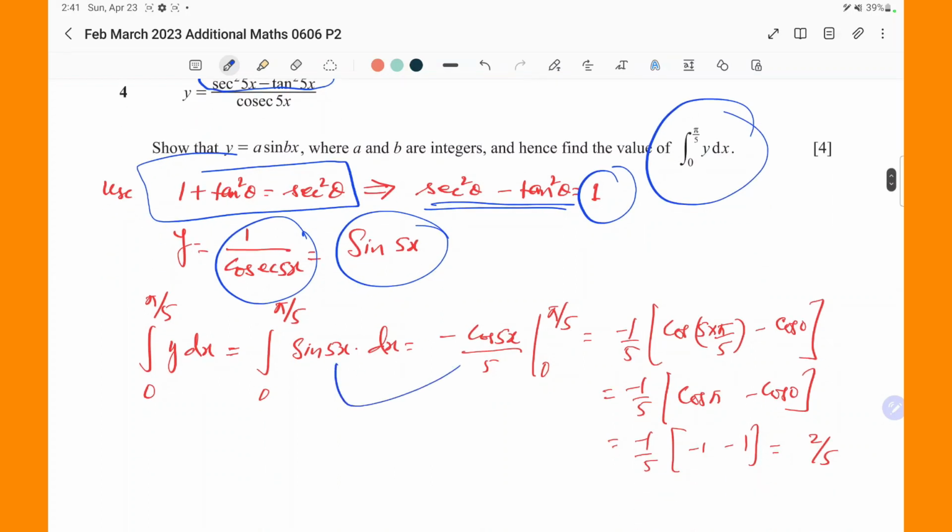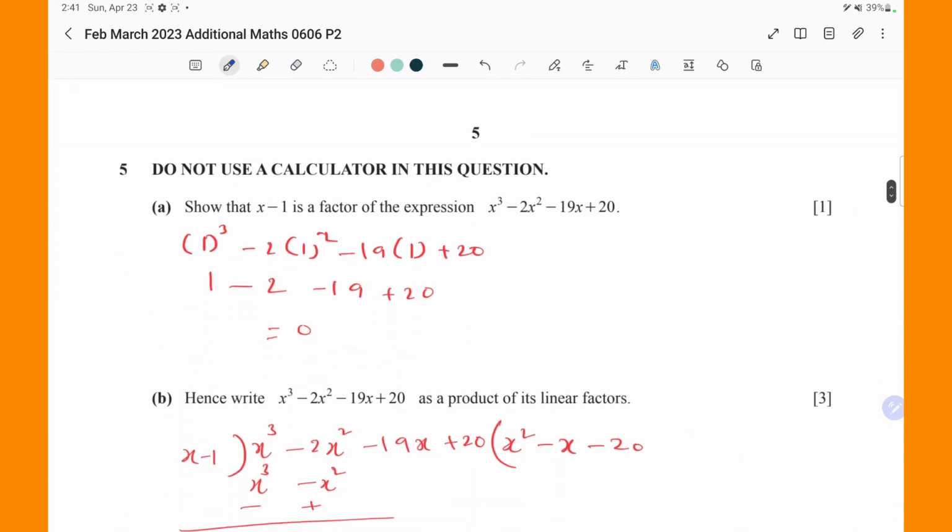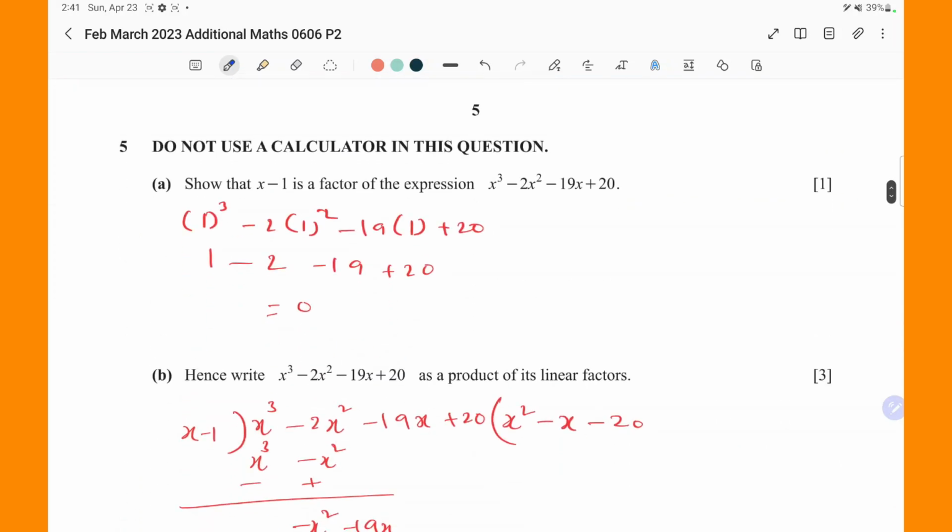So the integration of sine 5x is minus cos 5x over 5, and just put limits 0 to pi over 5. So minus 1 over 5 here, cos of 5 times pi over 5 minus cos 0. This is, cos pi is minus 1, cos 0 is 1. So minus 1 over 5 times minus 2, which is plus 2 over 5.